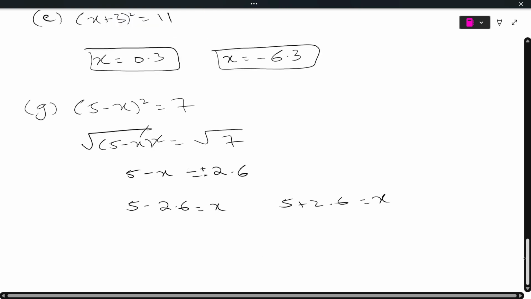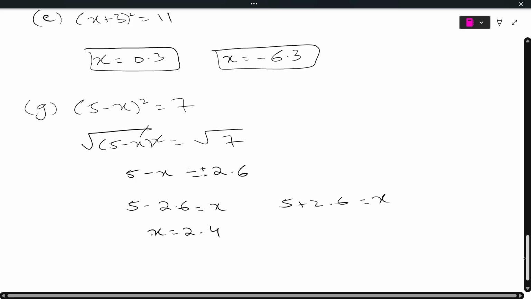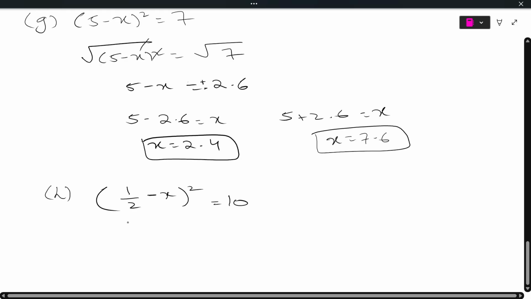So 5 minus 2.6, let's see what that equals to. 5 minus 2.6 equals 2.4, right? So the first value is going to be x equals 2.4, and the second value is going to be... okay. Now I'll start solving part H, and you can just cross check your answer, okay?